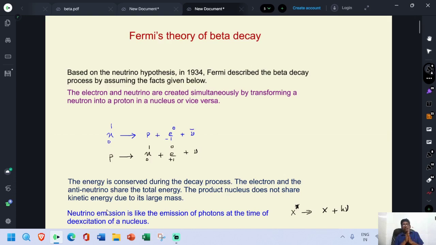When a neutron is converted into a proton, an electron and antineutrino are generated. Suppose a proton is converted into a neutron, a positron and a neutrino are generated. Therefore, Fermi used a general notation neutrino here instead of giving antineutrino.